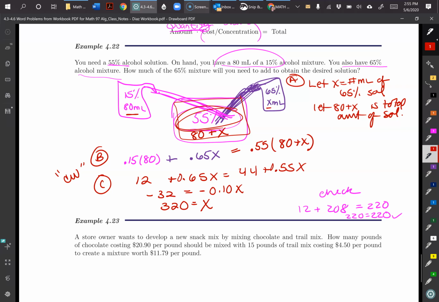So I get x equals 320, and that is in milliliters. So then we want to go ahead and write our sentence.